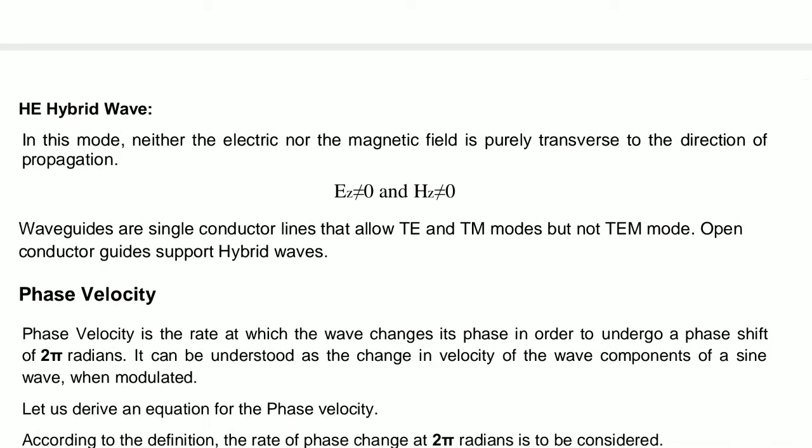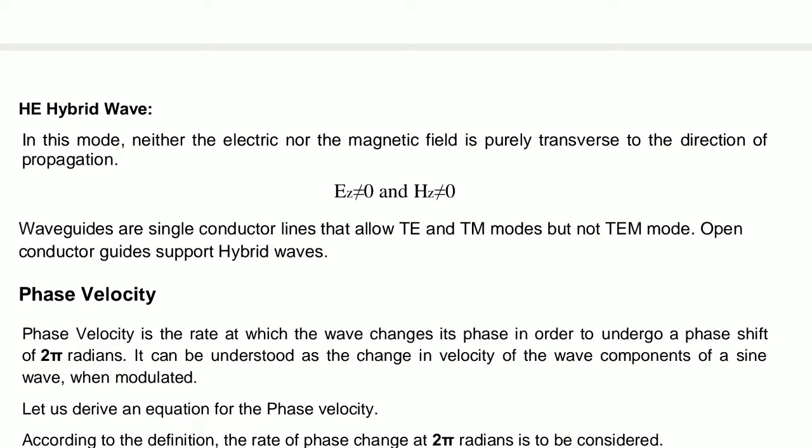There is one another type of wave which is HE, which is nothing but the hybrid wave. The definition shows that in this mode neither the electric nor the magnetic field is purely transverse to the direction of propagation. So ultimately the equations become Ez is not equal to 0 and Hz is not equal to 0.